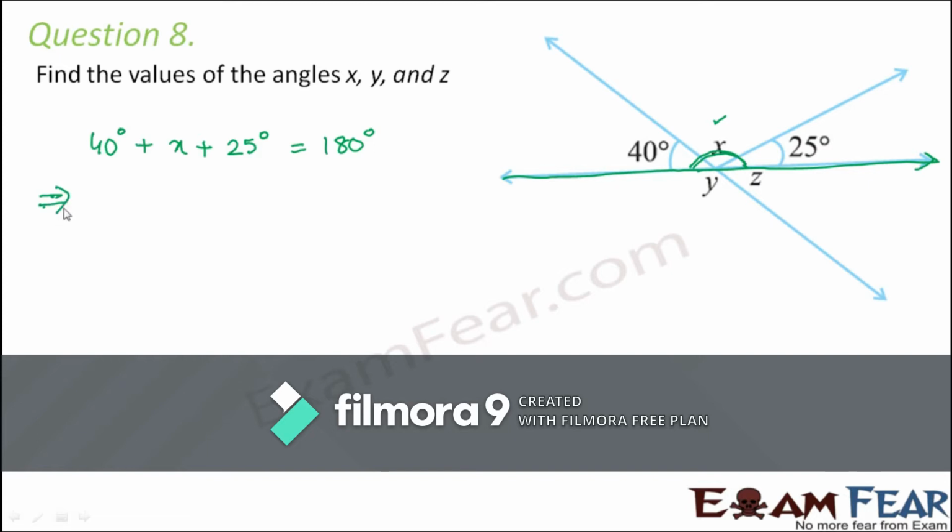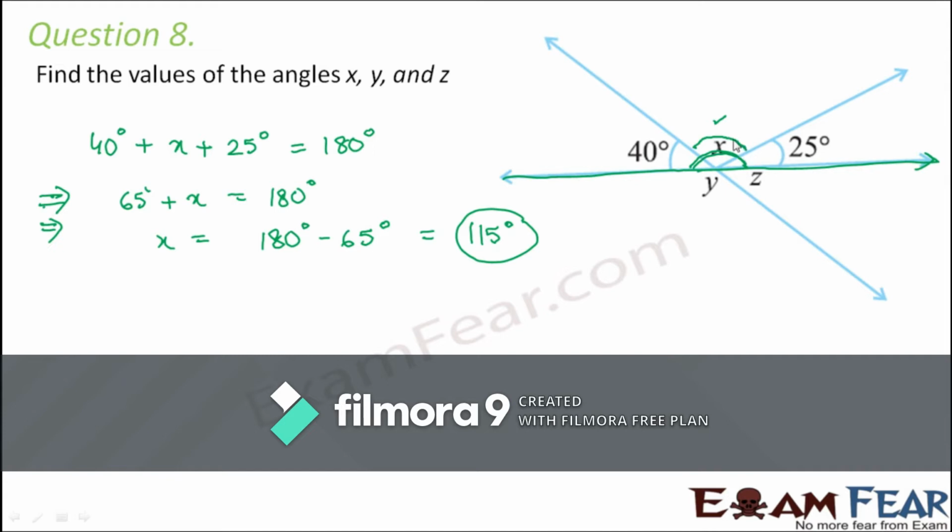Therefore, this can be written as 40 plus 25 is 65 degrees, plus x is equal to 180 degrees, or we can say that x is equal to 180 degrees minus 65 degrees, which is equal to 115 degrees. So this would be the value of x. Now what about y? So x is only this much, and this part is x. So we found out x.